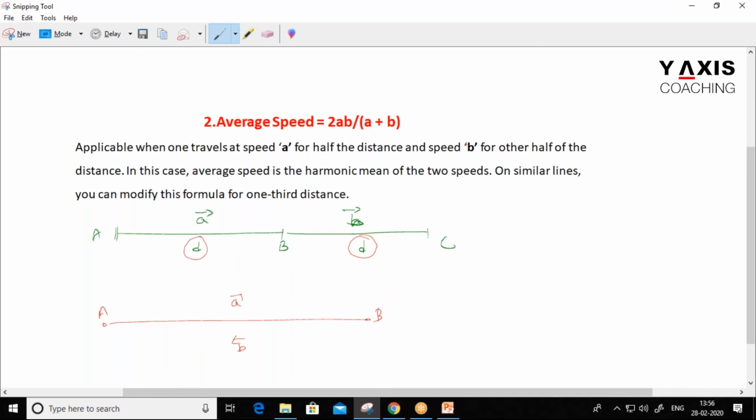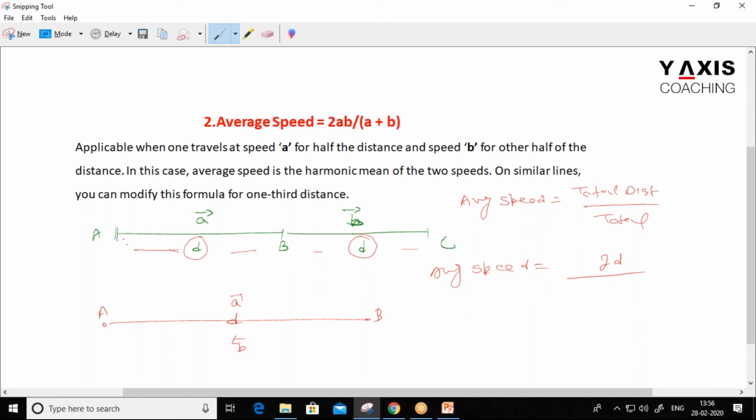So the general formula for the average speed is equal to total distance traveled divided by total time, right? So what is going to be the total distance here? Let me write it. Average speed: total distance, this distance is d from here to here, again d, or here you can say d up, d down. So 2d divided by total time taken.